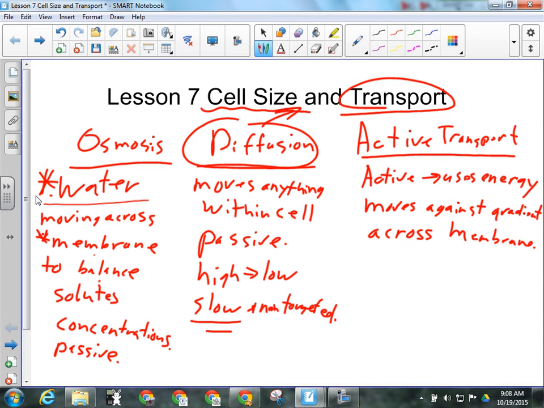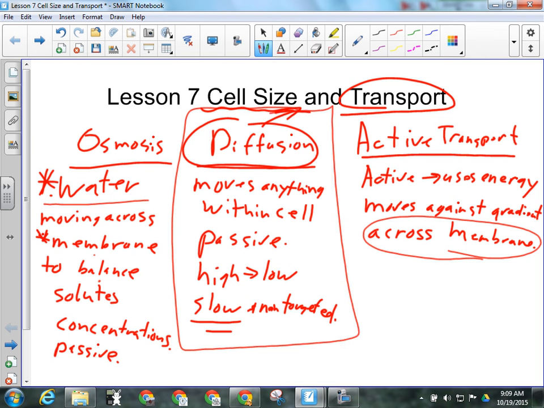And then active transport, it uses energy, it moves against the gradient, and it's also across the membrane. So what we're looking at today is the cell's ability to transport material within the cell. So which transport method are we looking at? Diffusion. We're only looking at diffusion here because we're talking about the cell's ability to transport material from place to place within the cell. And the only way that can be done is by diffusion. There's no intracellular transport other than that.